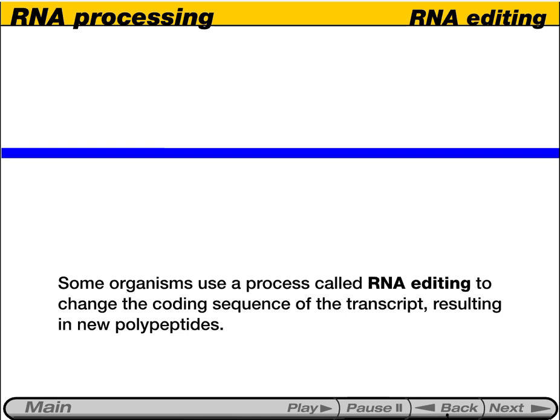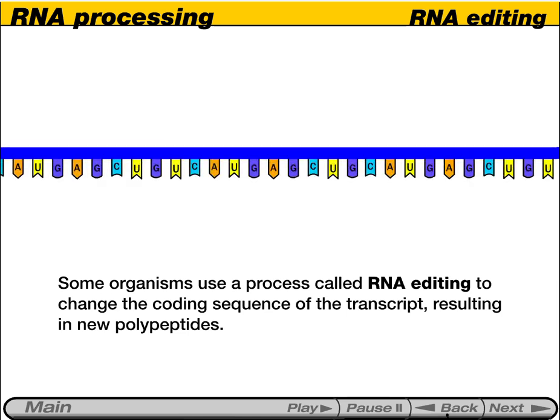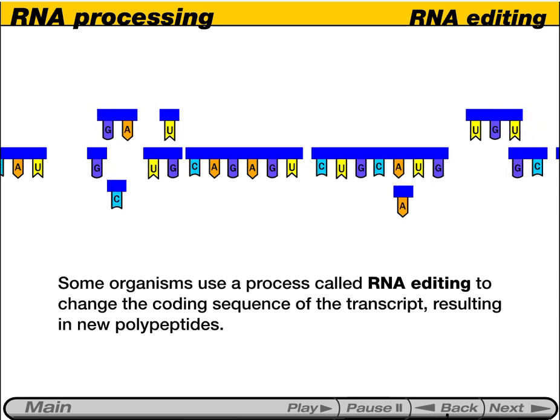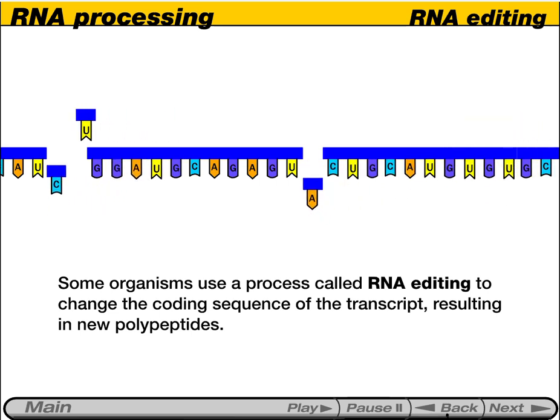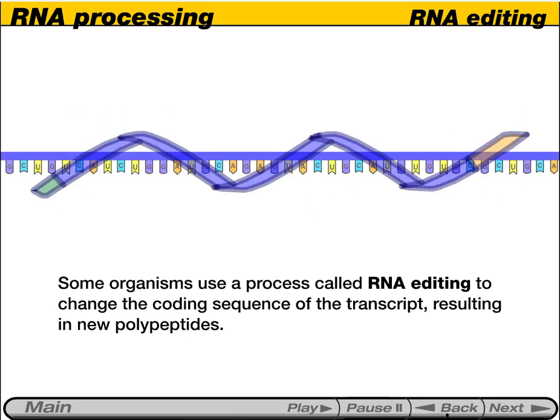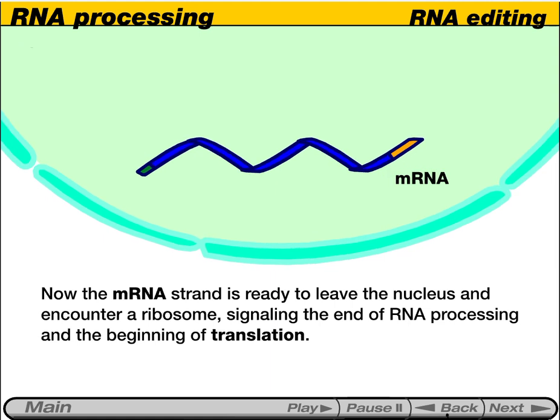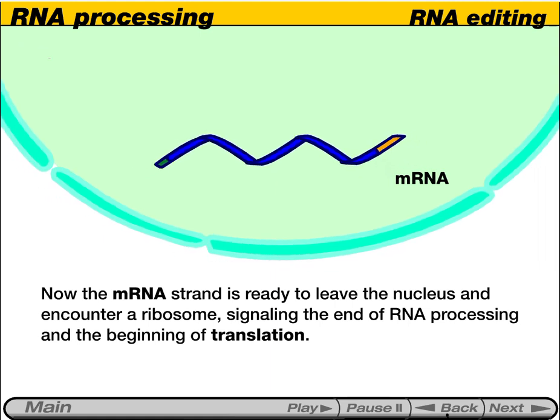Some organisms use a process called RNA editing to change the coding sequence of the transcript, resulting in new polypeptides. Now, the mRNA strand is ready to leave the nucleus and encounter a ribosome, signaling the end of RNA processing and the beginning of translation.